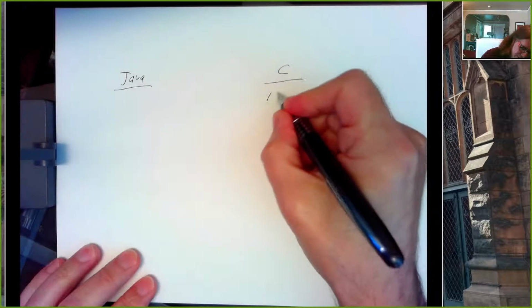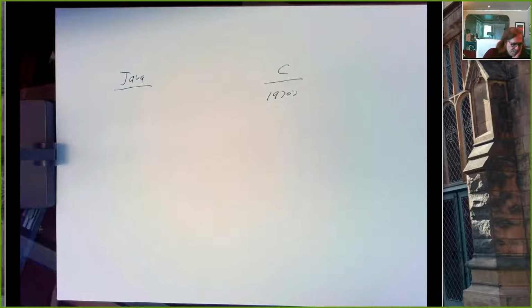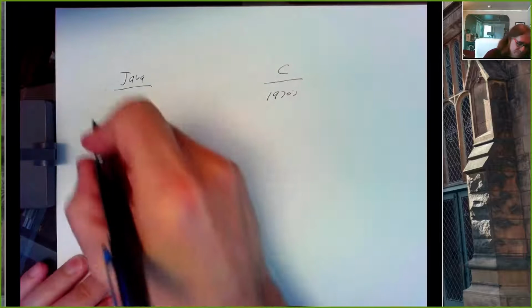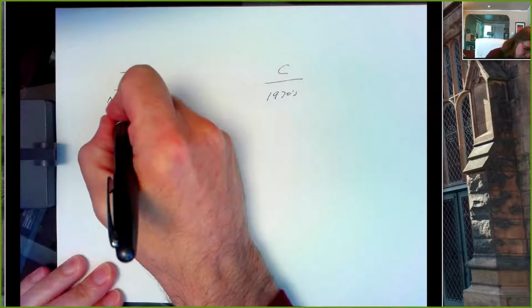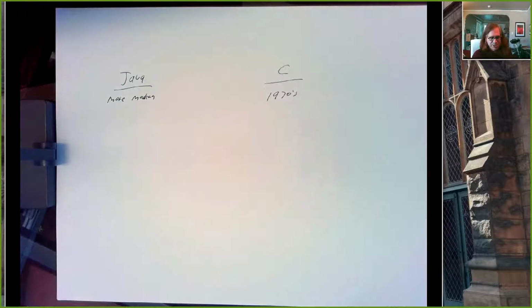C is 1970s. I honestly don't know when Java came out, but it was certainly later than that. I'm thinking 90s or 2000s. I really don't remember, so I'll just say more modern. It's a newer language, but it's very C-like.